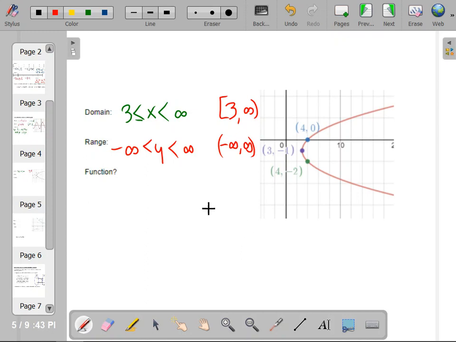Is it a function? Wait a minute. I see 4 twice. An input of 4 has an output of 0 and an output of -2. That's 2 different outputs. So is it a function? No, because there is an input that has multiple outputs.